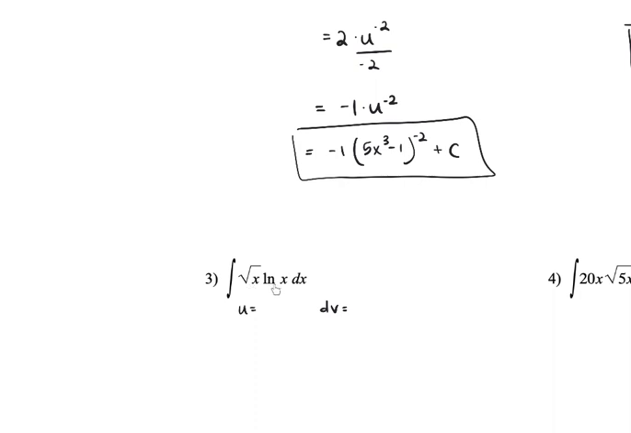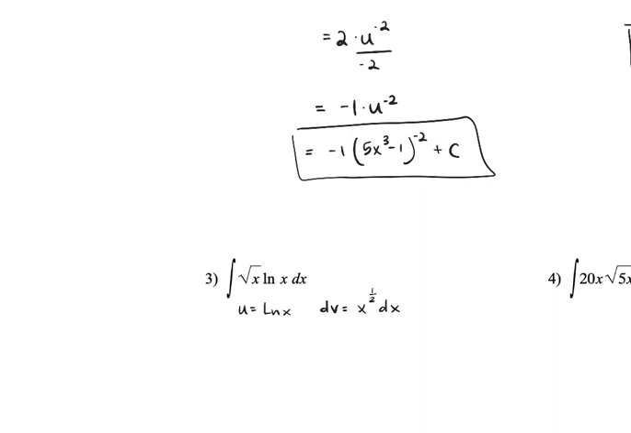It would not work to use natural log of x as dv, because there is no real way to integrate natural log of x by itself. So then by default, natural log of x is going to become u, and then x to the 1/2, rather than the square root of x, x to the 1/2 dx is going to become dv.